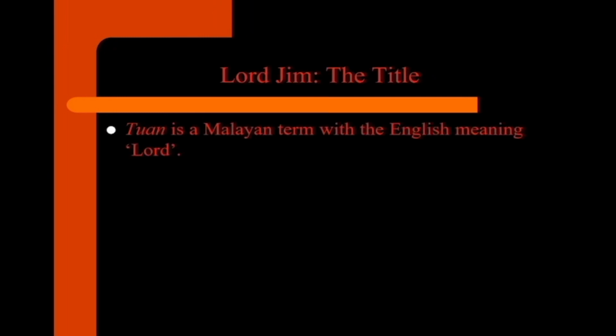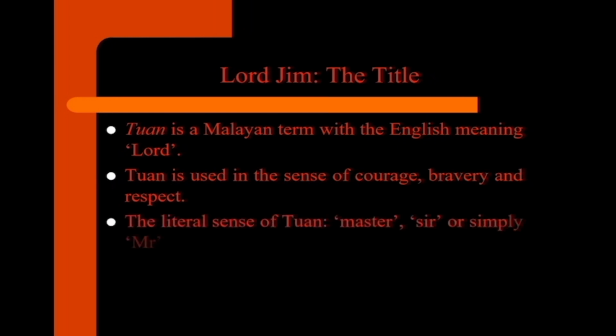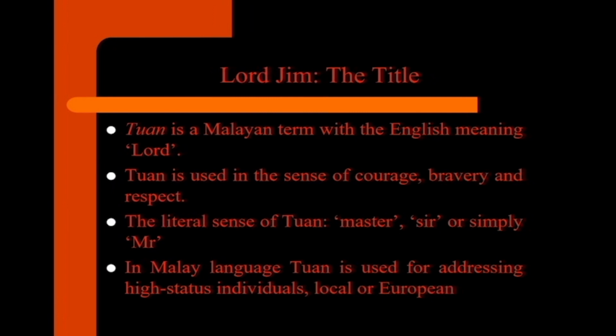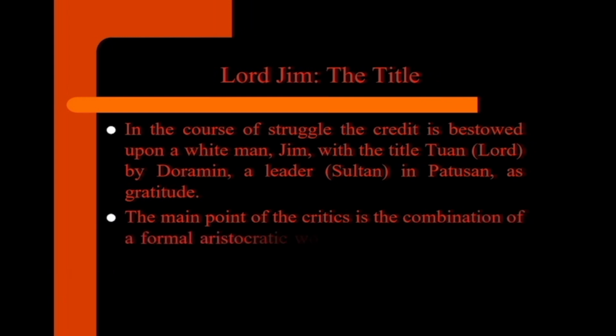Tuan is a Malay term with the English meaning Lord. It is also implied or used in the sense of courage, bravery, and respect. The literal sense of Tuan, however, is also master, sir, or simply Mr. In the Malay language, Tuan is used for addressing high status individuals in the local sense as well as for foreigners. In the course of the struggle, the credit is bestowed upon a white man, Jim, with the title Tuan or Lord by Doramin, a leader or sultan in Patusan, as gratitude. And what is that gratitude? That gratitude is in fact the support provided by Jim to his tribe.